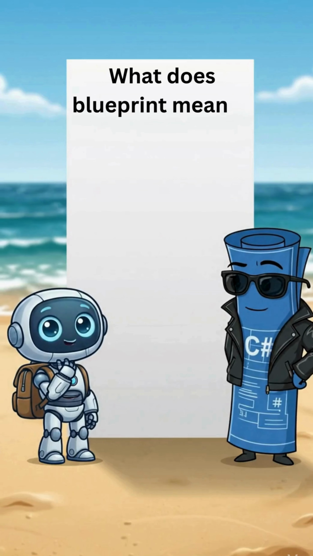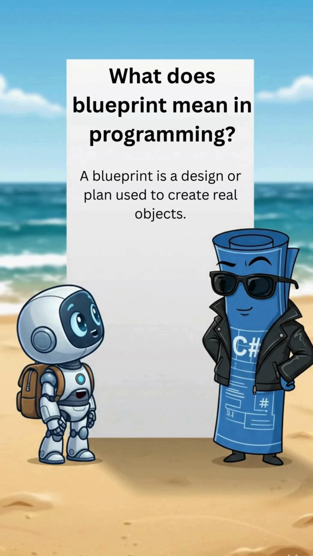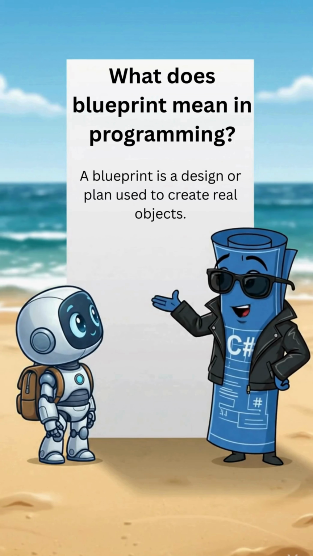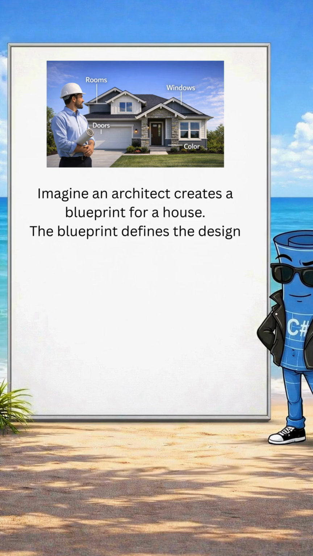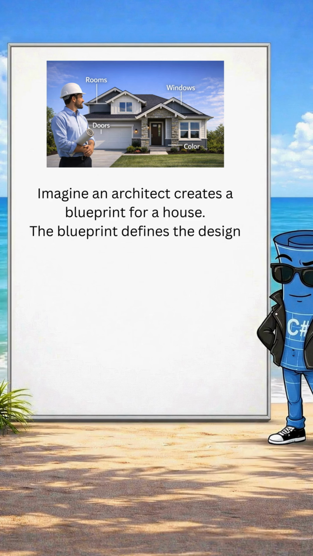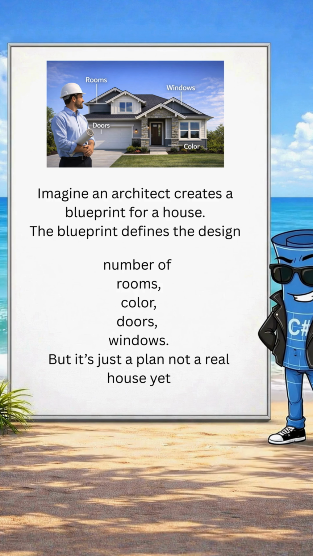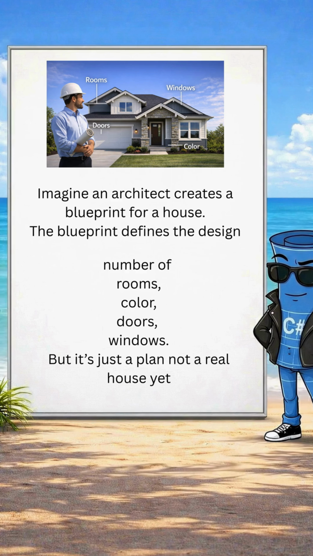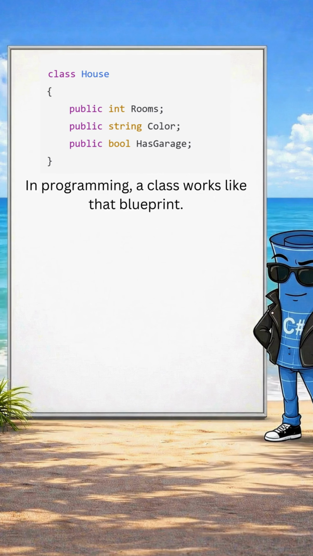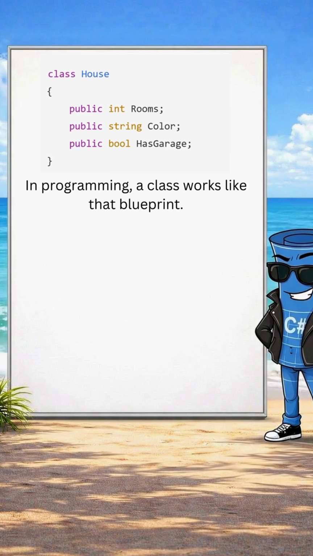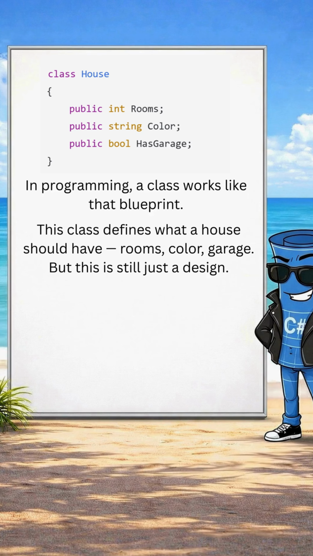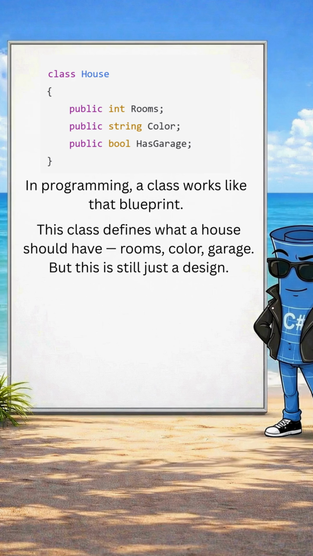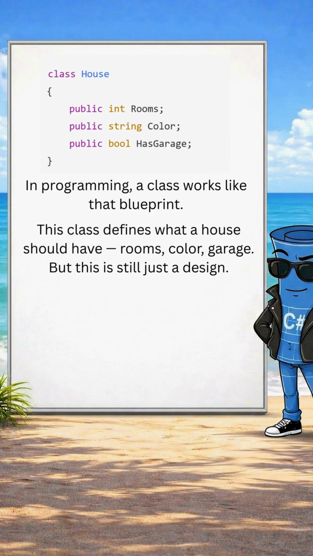What does blueprint mean in programming? A blueprint is a design or plan used to create real objects. Imagine an architect creates a blueprint for a house. The blueprint defines the design, number of rooms, color, doors, windows. But it's just a plan, not a real house yet. Now connect to programming. In programming, a class works like that blueprint. This class defines what a house should have: rooms, color, garage. But this is still just a design.